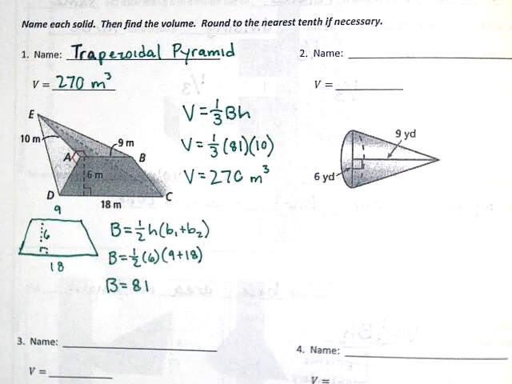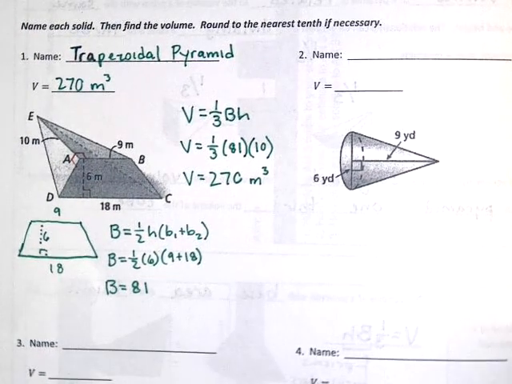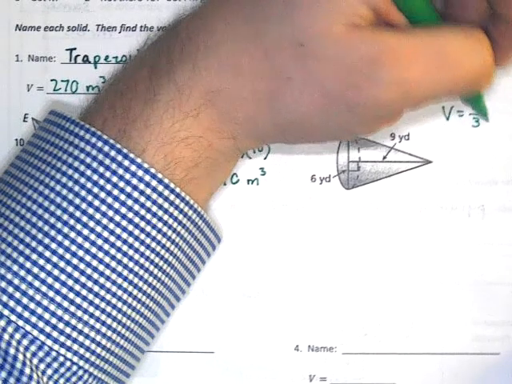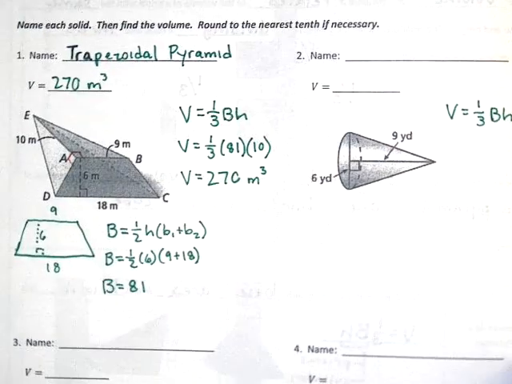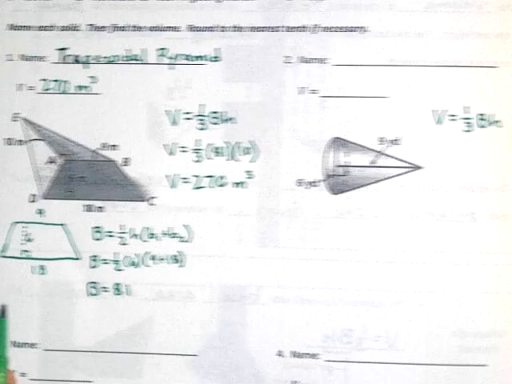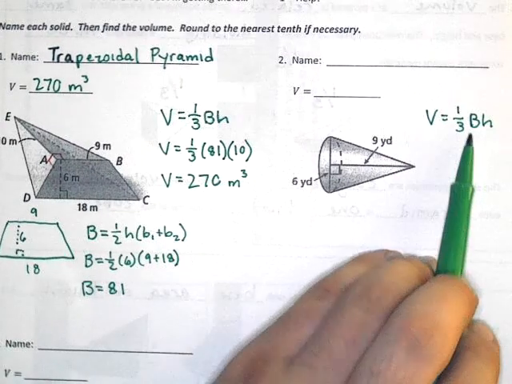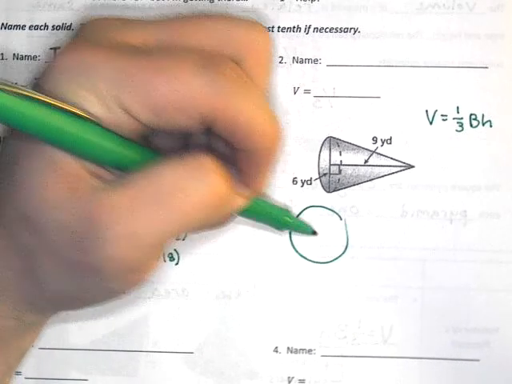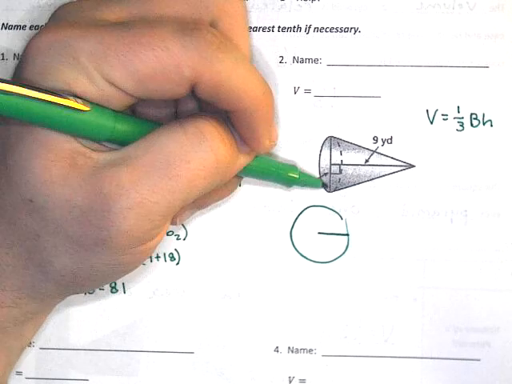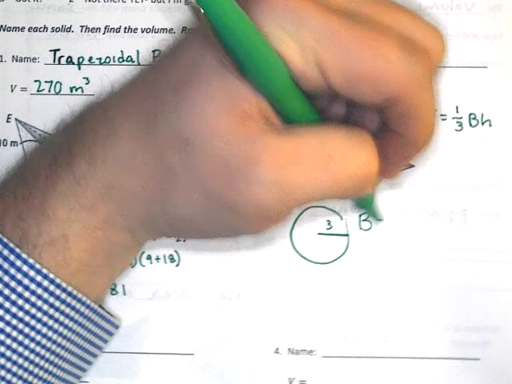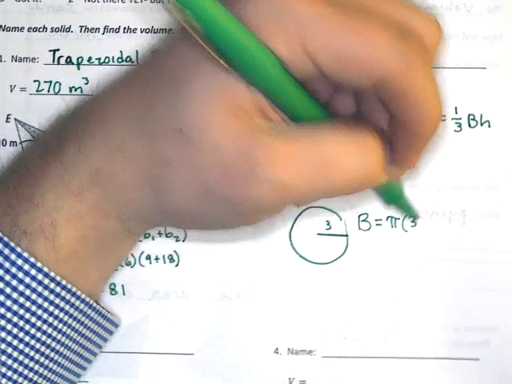Now, number 2 is going to be way more straightforward. We have everything we need. V equals 1/3 BH, capital BH. Notice I'm using the same formula just to get in the habit of using it. If you would like, you can just use pi r squared. But here we go. I know that the base shape is a circle, and I know that if the diameter was 6, then my radius is 3. Which means that when I go to find the area of the base, I use pi 3 squared.